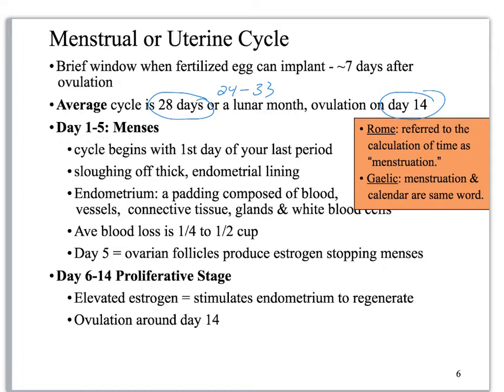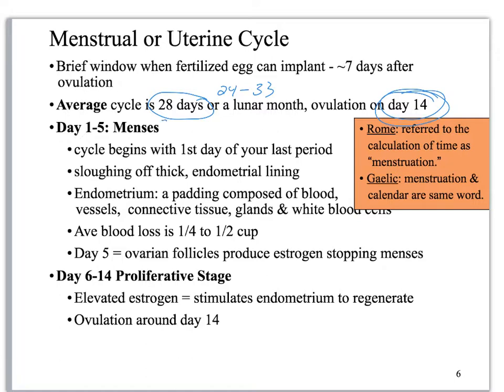This is why the rhythm method doesn't work, because if you just use the rhythm method, you're assuming ovulation is on day 14. But if you have a shorter cycle, it could be on day 10. And if you have a longer cycle, it could be on day 18 or 19. So you actually have to look at the signs of the body to use the uterine cycle to predict ovulation. You can't just use the rhythm method, which is based on this 28-day cycle.